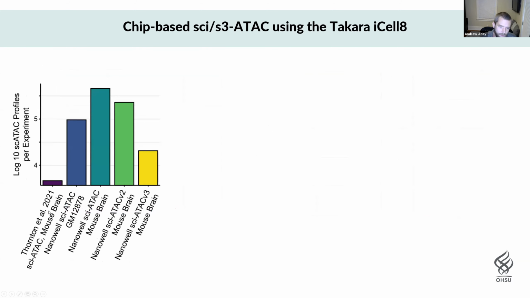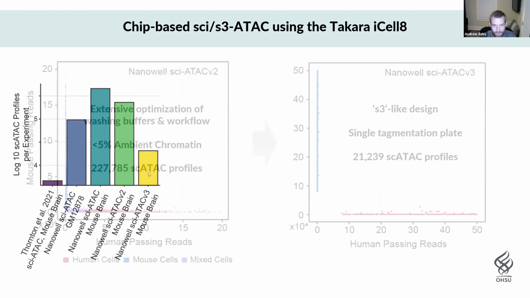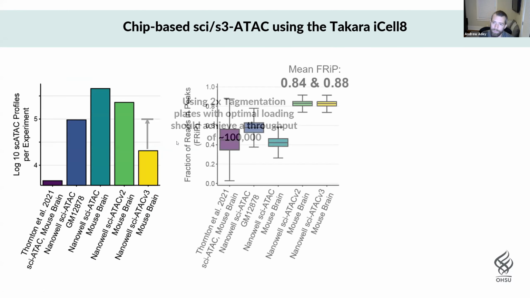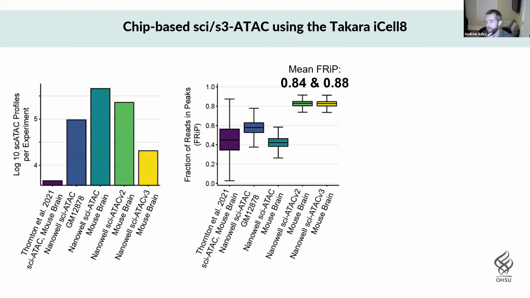So just comparing the throughput, regular sciATAC was around here. With these nanowell assays, and this is log 10 cells per experiment, we're getting really high. And actually this one here, this latest one, the version 3, I think if we use 2 tagmentation plates and optimize some of the loading, we can get up to 100,000 cells. But what was really exciting is with all of this improved washing, the ATAC signal is much, much cleaner.